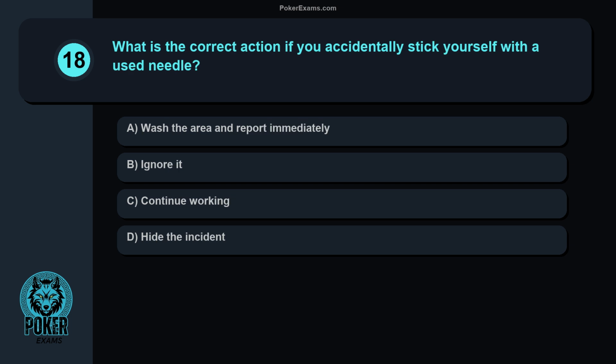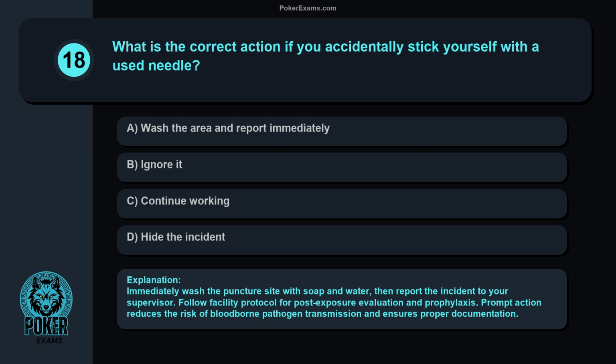Question 18. What is the correct action if you accidentally stick yourself with a used needle? Wash the area and report immediately. Ignore it. Continue working. Hide the incident. Immediately wash the puncture site with soap and water, then report the incident to your supervisor. Follow facility protocol for post-exposure evaluation and prophylaxis. Prompt action reduces the risk of bloodborne pathogen transmission and ensures proper documentation.